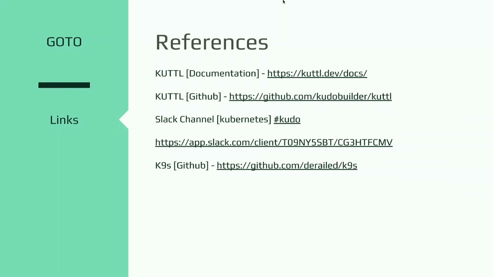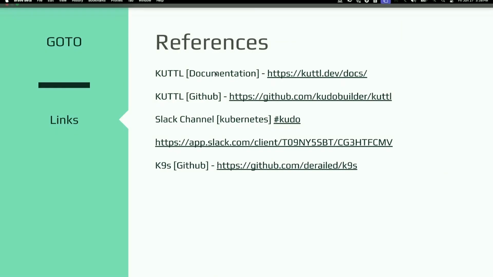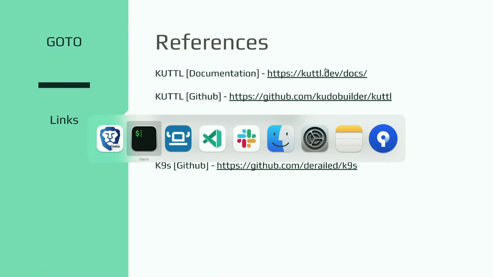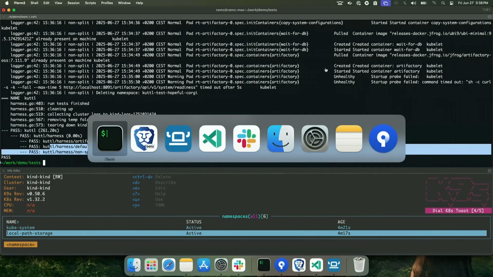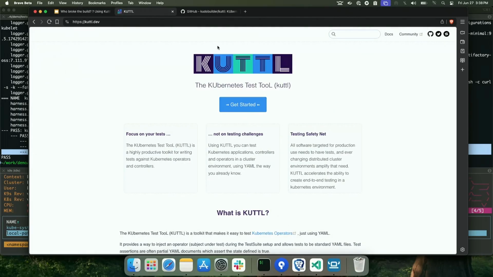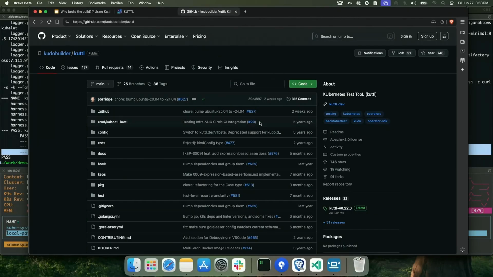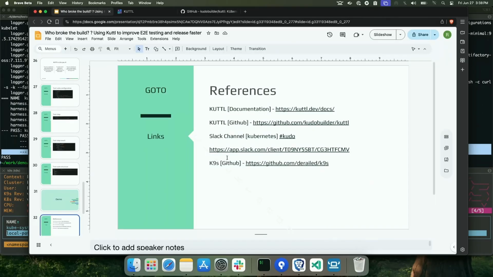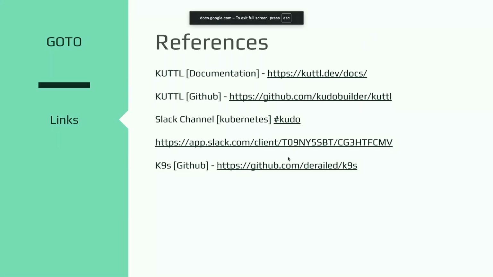So these are the references that I have. Kuttl is open source. Okay, let me quickly go over this since I have a couple of minutes. Okay, so there is Kuttl dev documentation around this. As I said, this is part of the Kudo Builder thing, which is active. There would be releases every couple of months with all the features. Okay, there is a dedicated Slack channel in the Kubernetes Slack called Kudo. And there is a tool called K9ice. This is a GitHub reference for that.